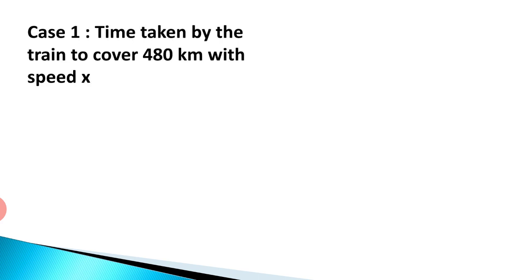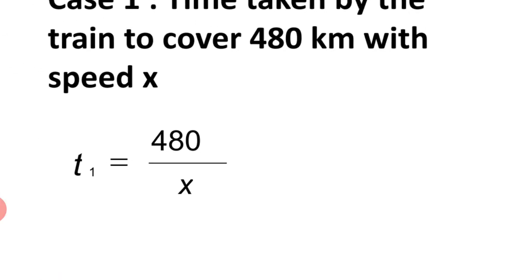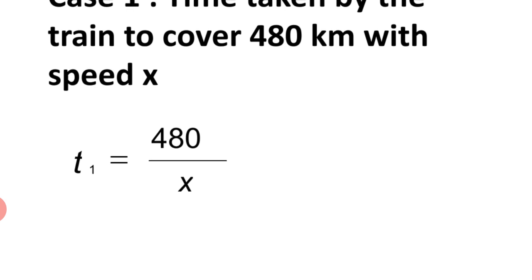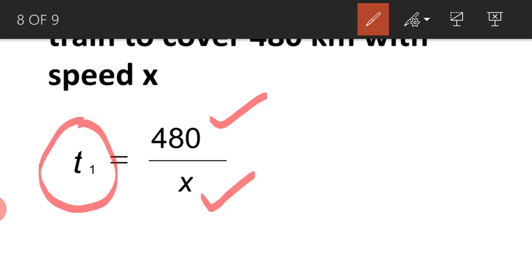Now case 1. What is case 1? Case 1 is the time taken by the train to cover 480 km with speed x. Speed is x, time required will be t1, suppose we take, as we are talking about case 1. So we will write t1 is equal to 480 upon x. What is 480? 480 is the distance travelled, and x is the speed. So time required in case 1 is t1.